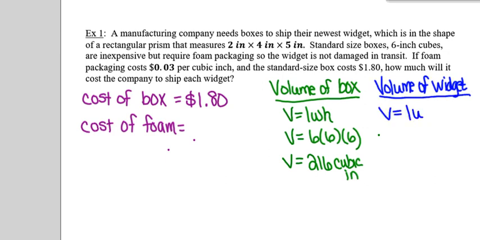So again, it's a rectangular shaped widget, so I'm going to find its volume by multiplying length times width times height, or 2 times 4 times 5, or 40 cubic inches.